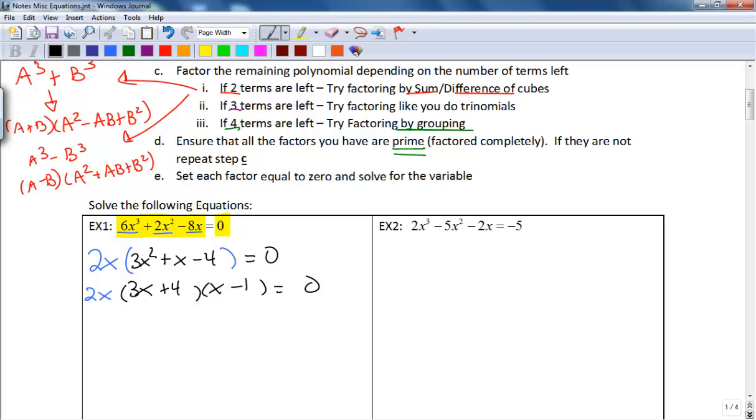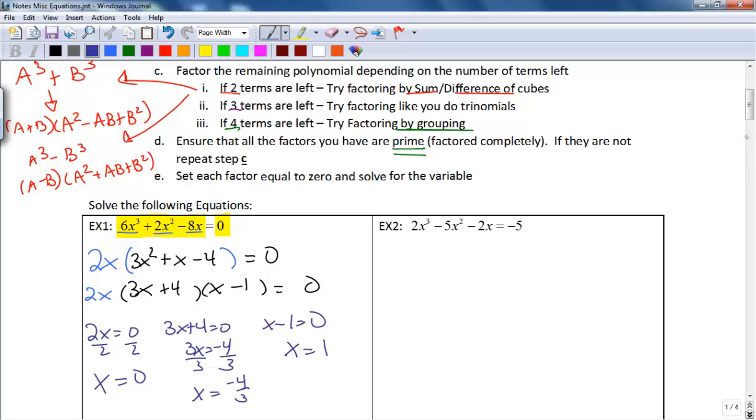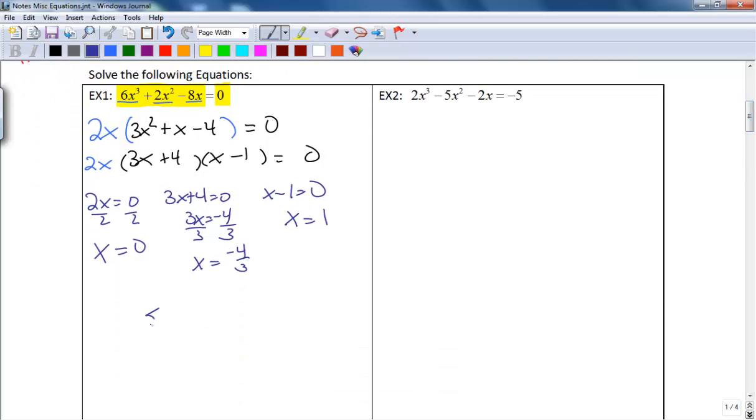So now what I need to do is set every factor equal to 0 and solve each one of these for x. So I get 2x is equal to 0, 3x plus 4 is equal to 0, x minus 1 is equal to 0. Solving all of these, the first one I get x is equal to 0. My second one I get that x is equal to negative 4/3. And the very last one I get that x is equal to 1. So again, I have three different answers, and my solution set would be negative 4/3, 0, and 1.